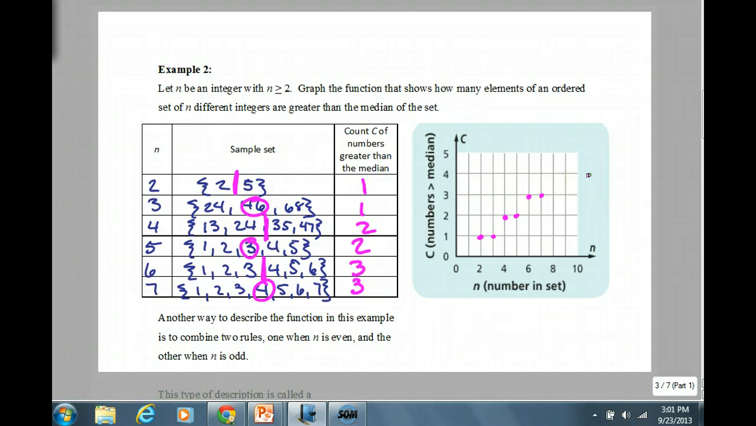Yes, it does, and we're going to talk about that. It can be called a step function or a piecewise function. Okay? So another way to describe this function in the sample is to combine it with 2 rules, and here's what it should look like if you write it down below. It should be C equals, okay, n divided by 2 when n is even.